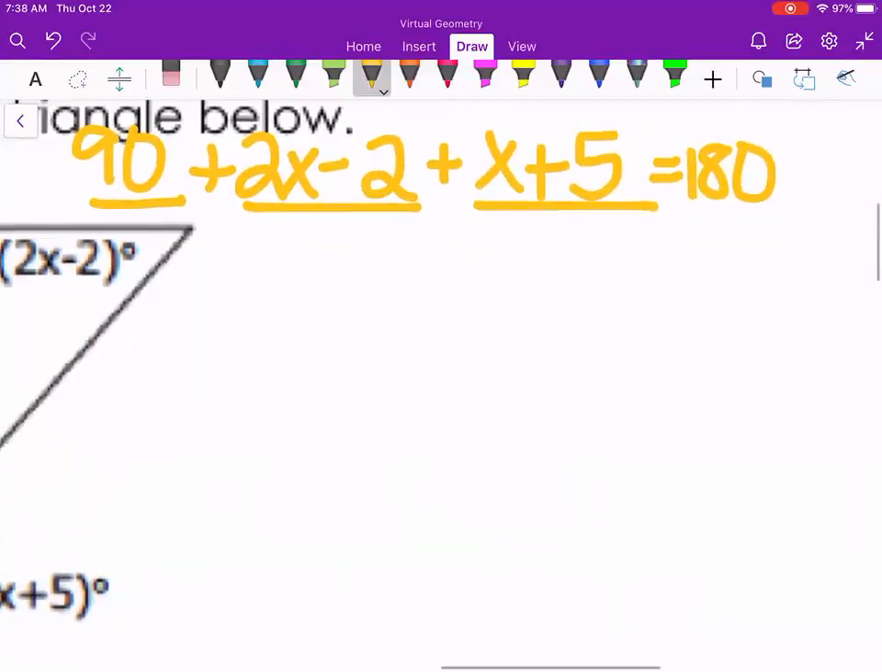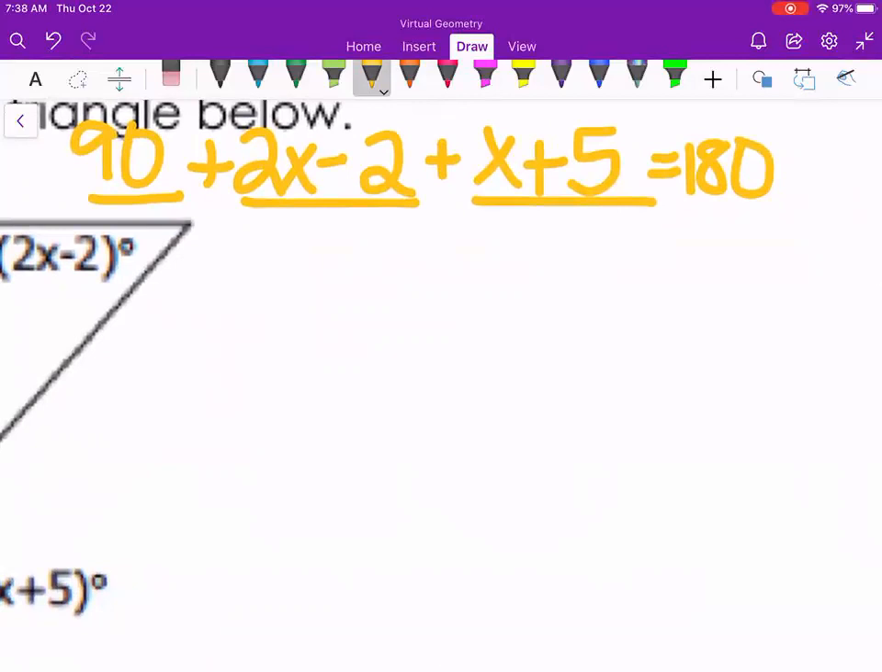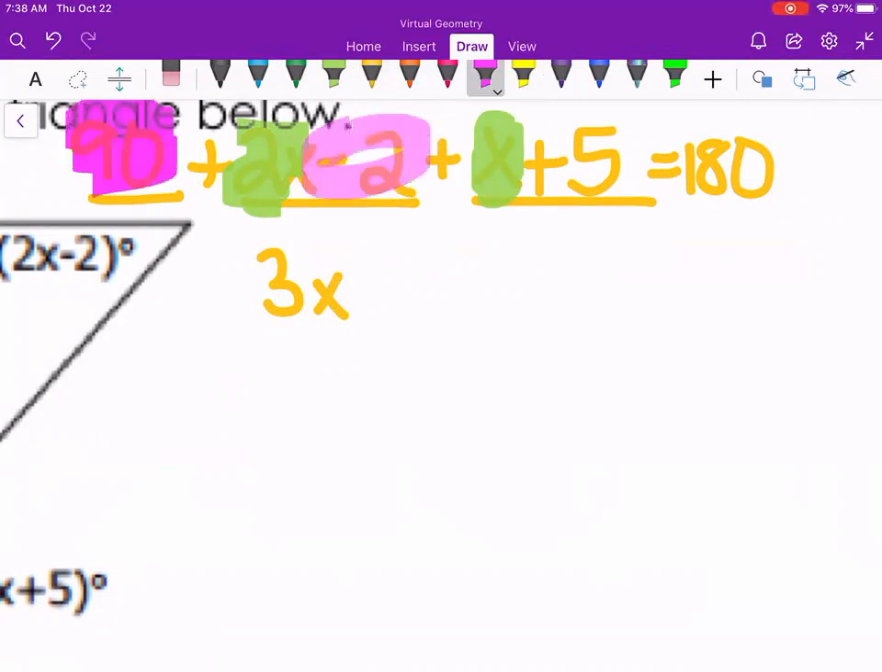And so now, again, we just have an algebra problem. Let's combine all your like terms. So let's get your variables first, your x's. I've got a 2x and a 1x. So I'm looking at 2 plus 1 gives me 3 x's. Now we can do the constants, which is the 90, the negative 2. Sorry, that's a little hard to see.